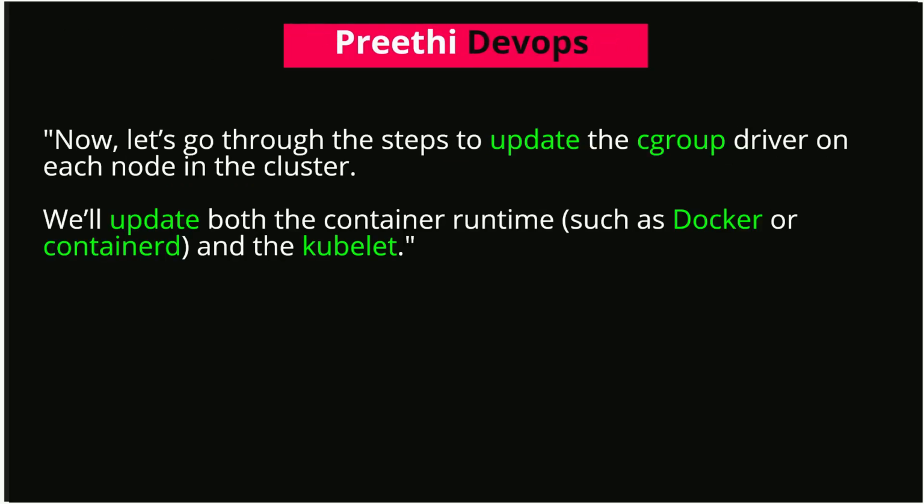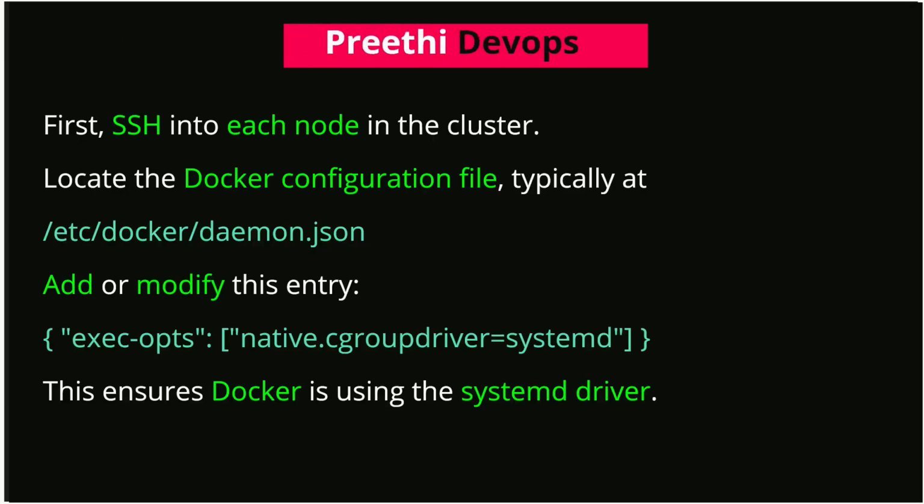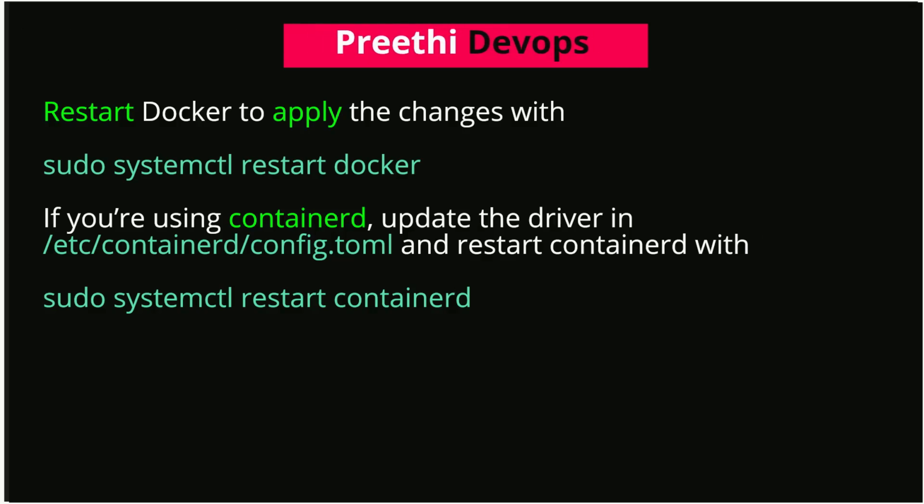Now, let's go through the steps to update the Cgroup driver on each node in the cluster. We'll update both the container runtime, such as Docker or containerd, and the kubelet. First, SSH into each node in the cluster. Locate the Docker configuration file, typically at /etc/docker/daemon.json. Add or modify this entry: "exec-opts": ["native.cgroupdriver=systemd"]. This ensures Docker is using the systemd driver. Restart Docker to apply the changes with sudo systemctl restart docker.